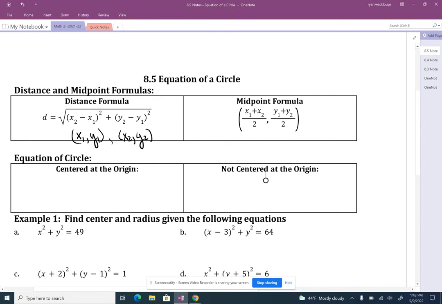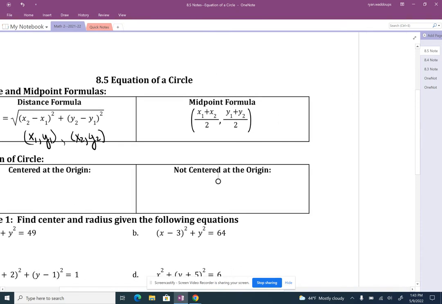Or we can use the midpoint formula, and that's some value of x plus some other value of x, and we divide it by 2, and it'll give us the x coordinate of the midpoint between 2 points. And same thing with the y coordinate: y1 plus y2 divided by 2. It's the average of those points to get the y coordinate of the midpoint.